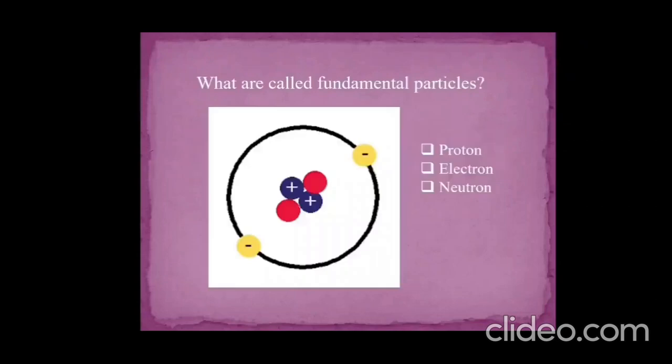The next topic is fundamental particles, also called subatomic particles. Proton, electron and neutron are called fundamental particles in an atom. In an atom, protons and neutrons combine to form a nucleus, and electrons revolve around the nucleus in an electron orbit.